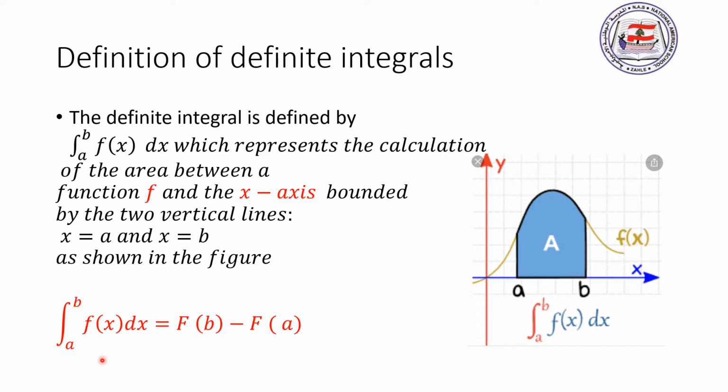So the integral of f of x dx over the boundaries a, b is equal to F of b minus F of a, which means after calculating the integration of the function, as we learned before, we replace first by the value of the upper bound minus the value of the lower bound. So in this section, we will use the same rules of calculation of integrals as for indefinite integrals.